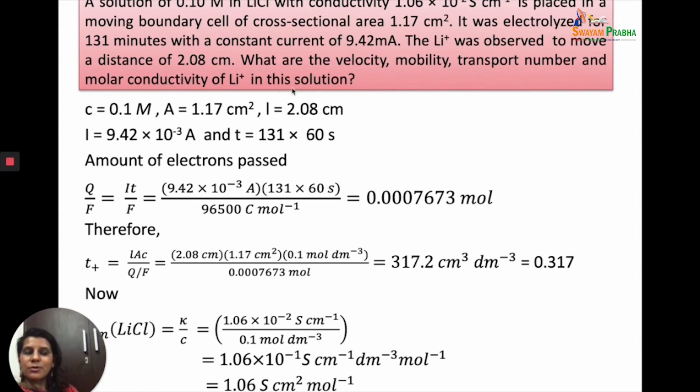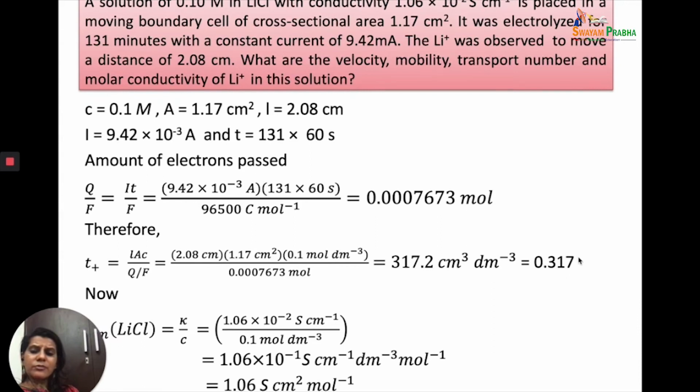So it is using most of the concepts that we have studied in the past 2 or 3 lectures. Concentration is given as 0.1 molar, A is given as 1.17 centimeter square and L is 2.08. Now I is also given, 9.42 into 10 to the power minus 3 amperes. Time is given as 131 minutes, so you convert it into seconds. So you have the value of Q by F that you can calculate using I into T upon F. Now t plus will be equal to what? LAC upon Q by F. Again, very simple. You do it and you get the value.